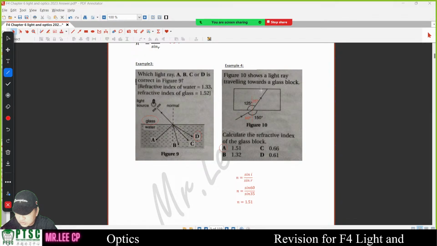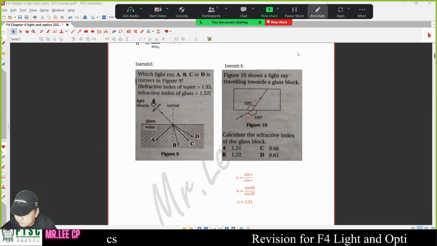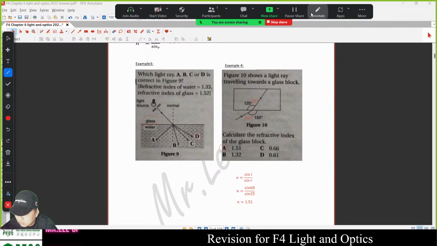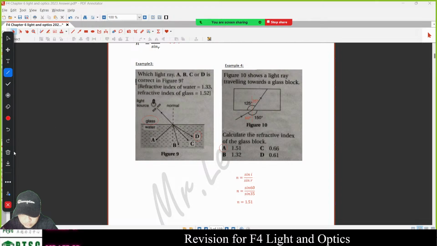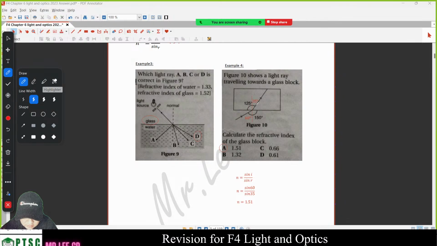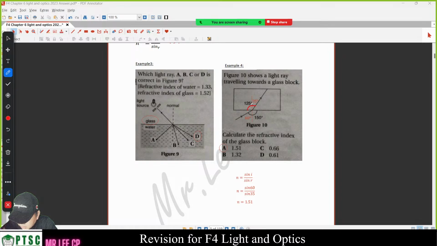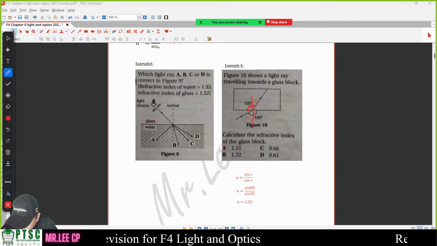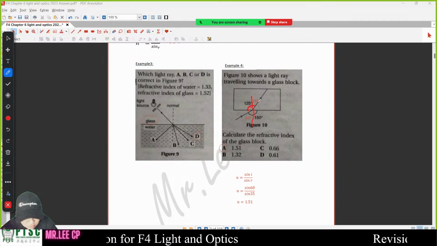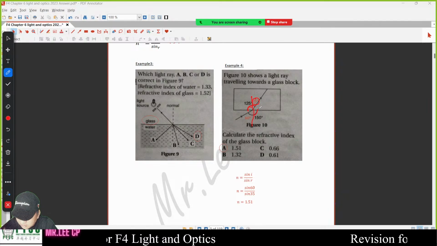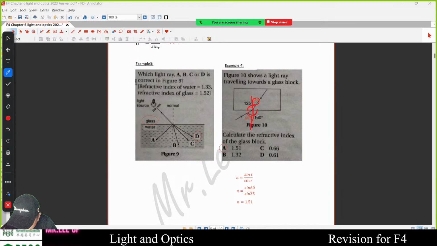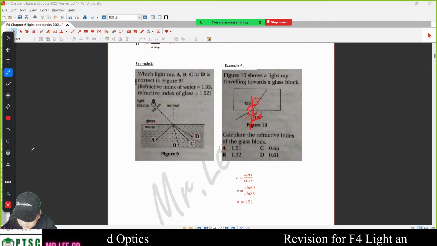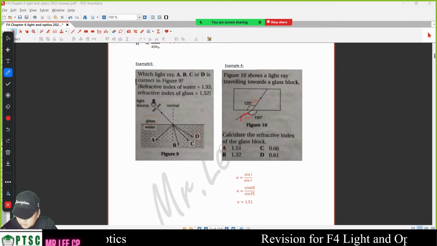Now we try to look at this example. Calculate the refractive index of the glass block. Okay, now here it is 135. So 125, here it is 90, right? You know here is the normal. So 125 minus 90 leaves 35. Here it is 150, here is the normal, so here it is 90, 150 minus 90, you get 60. So I got 2 readings here.